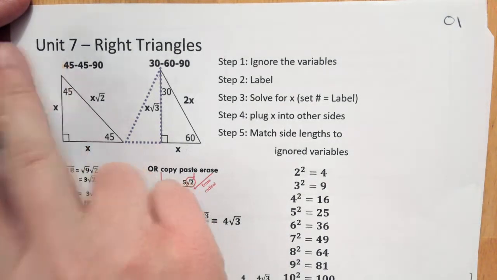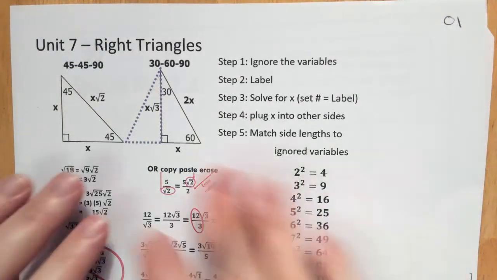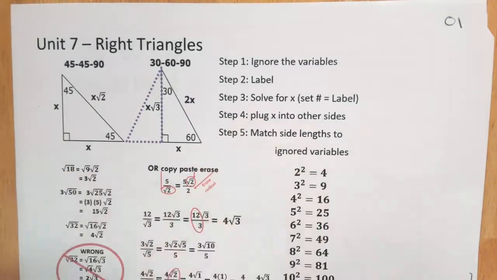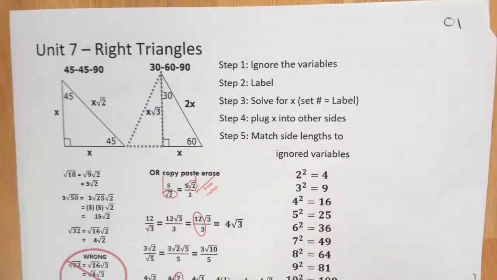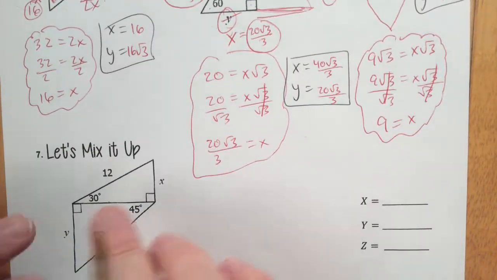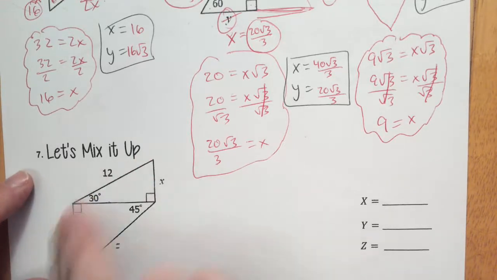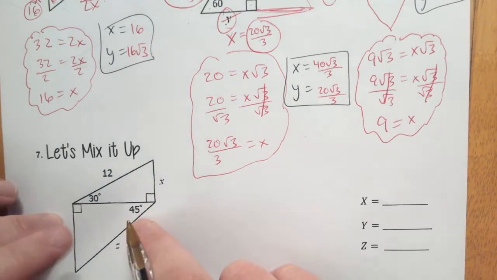All right, so today we're continuing Unit 7, right triangles. Right now we're on special right triangles, very important: the 45, 45, 90 and 30, 60, 90. We talked about those. We're going to continue those today, and we're going to go to the bottom of page 3. We've been building up to this idea right here, so we're getting closer to what we're aiming for. Let's get this going.